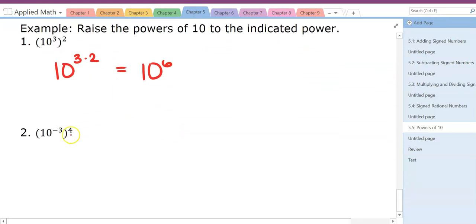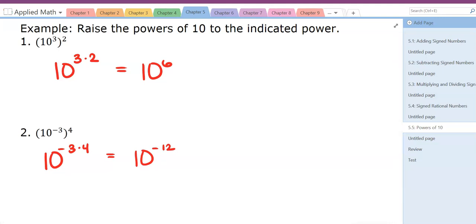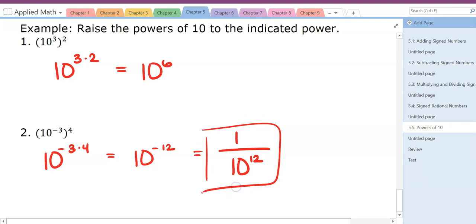So for number 2, what would be negative 3 times 4? Negative 12. And so what do I need to do to finish this one? Yep, 1 over 10 to the 12th.